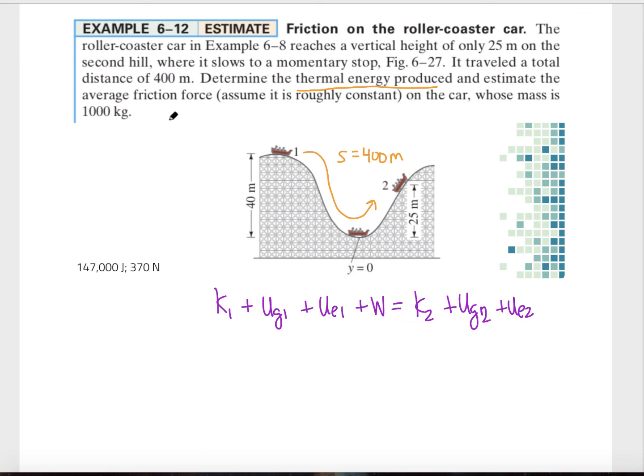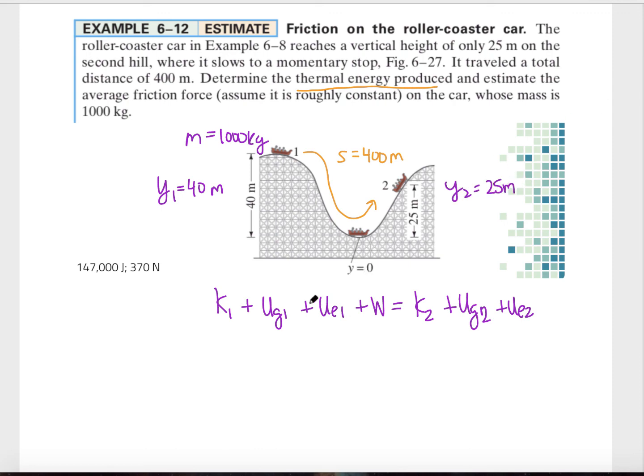So now we want to assume that this energy is getting lost because of friction, and we want to figure out what that friction force is. So the mass of our car is 1,000 kilograms, and as it says, we travel a distance of 400 meters. We start at a height of 40 meters, and we end at a height of 25 meters. So y1 is given to be 40 meters, and y2 is given to be 25 meters.